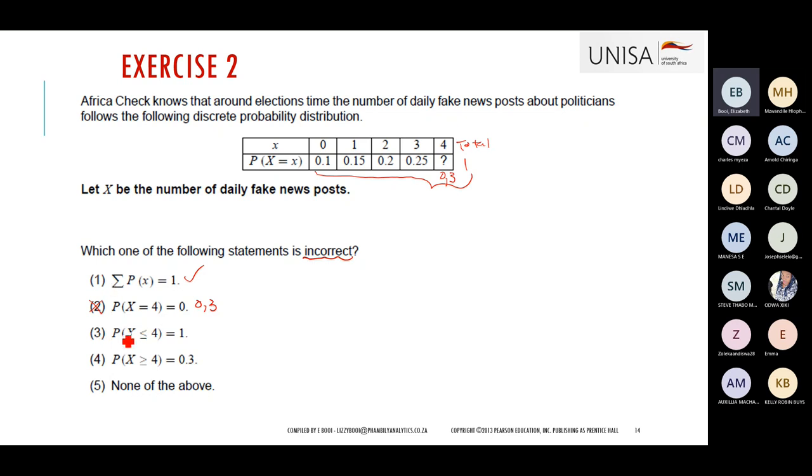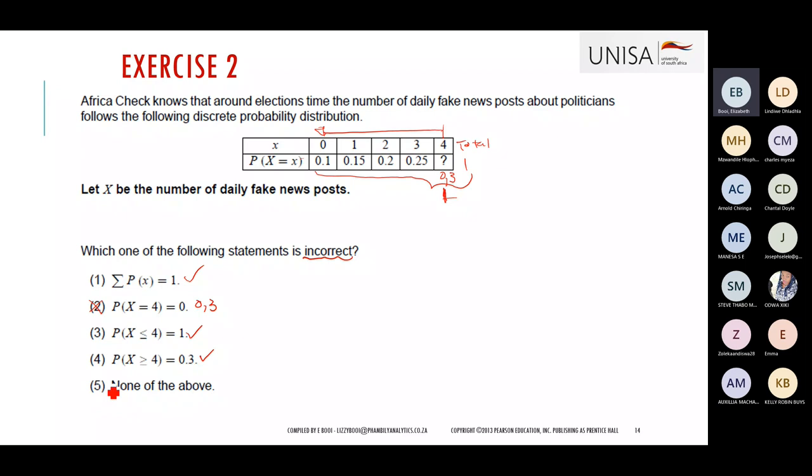Number three says the probability of X less than or equal to four is equal to one. It means from here going there is equal to one. Is that correct? Yes, that is correct, because if we add all these probabilities, they will equal one. The probability that X is greater than or equal to four, so there is nothing on the other side, starting from here going above, means the probability of X equals four, and we found that it was 0.3.